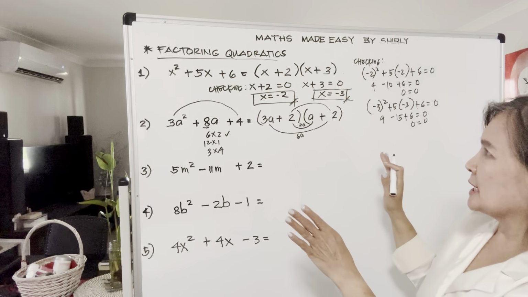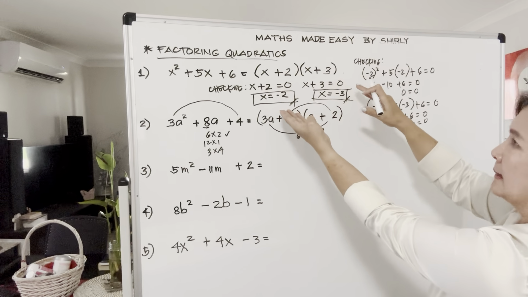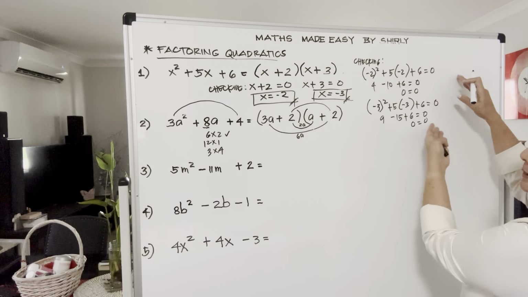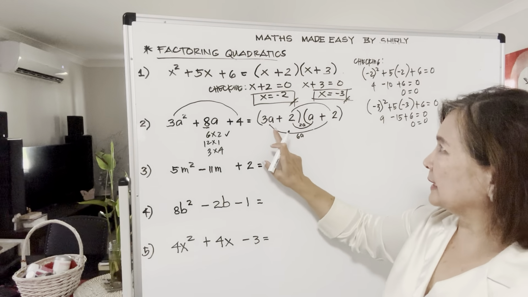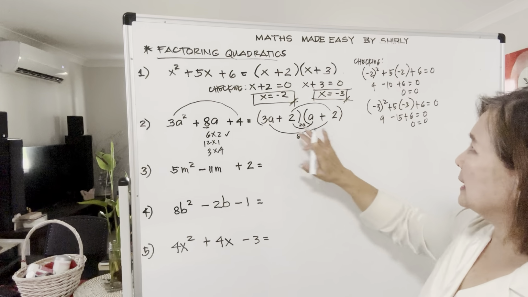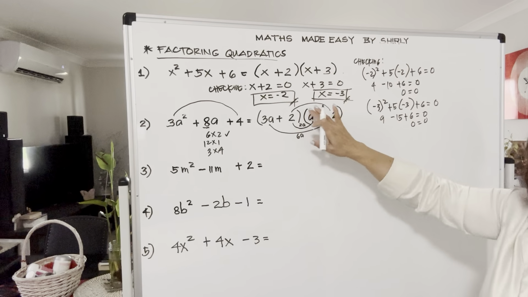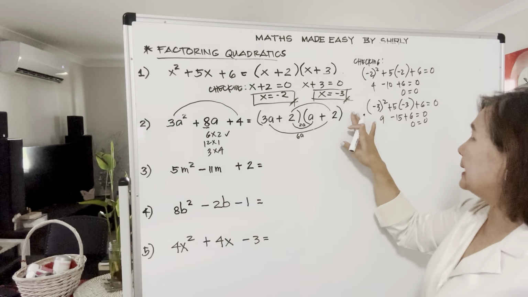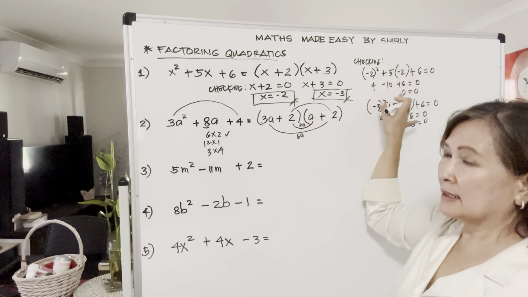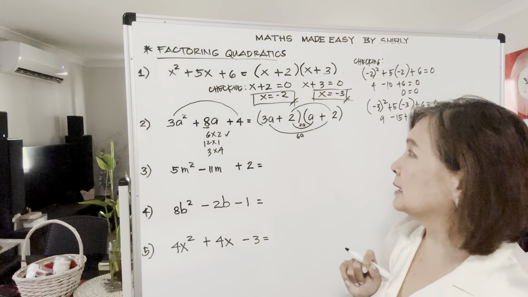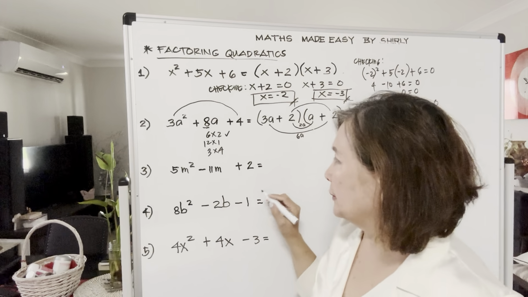Now, if you want to check that, you just apply the same methods. Equate each factor to 0 and find the value of the variable. After finding the value, you check it by substitution. Find out if you get the correct answer.